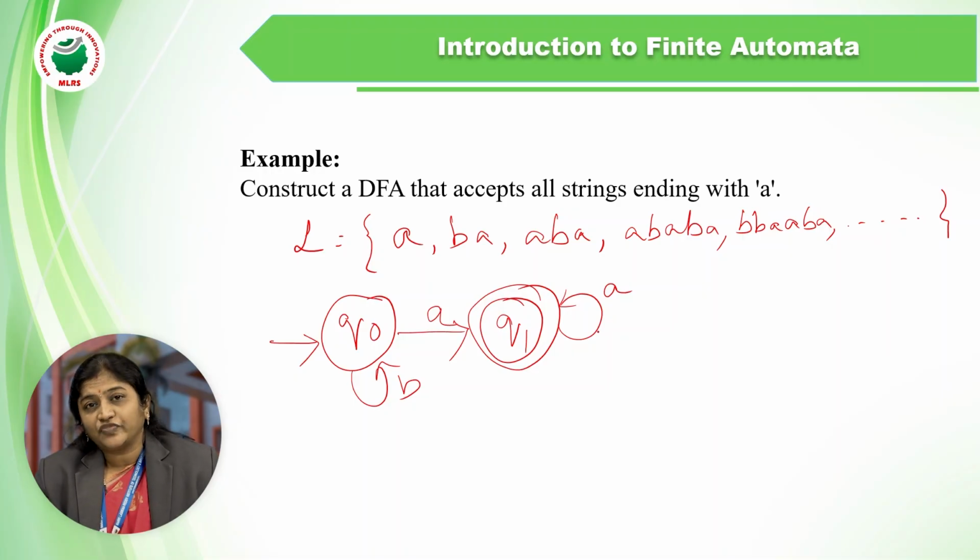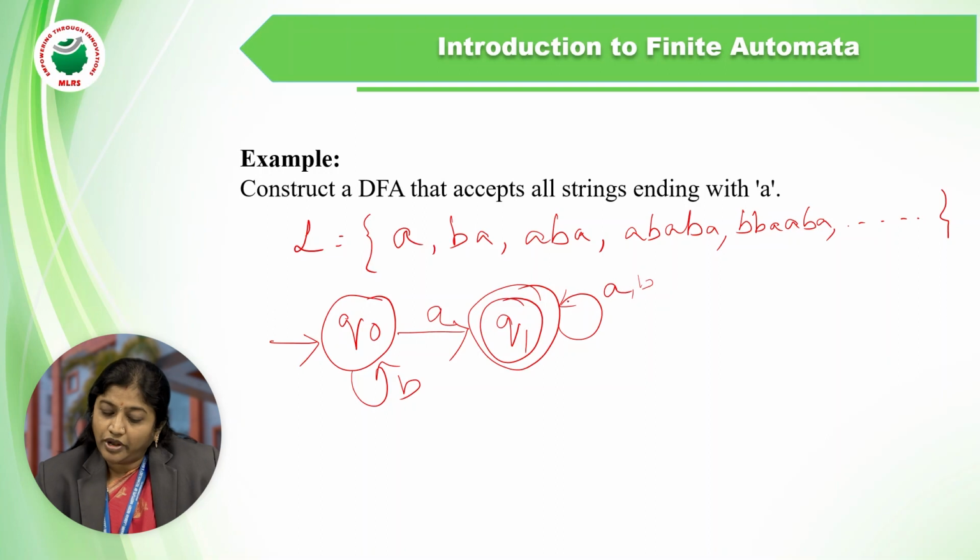Next, what about B? Where should I take it? If I take a loop here on input B, the possibility is that it will end with B. A is here, and if this loop takes B, then it may end with B, like A, B. But B is not allowed in this, because they said it is ending with A itself. Hence, B should not be there. Only A should be there.